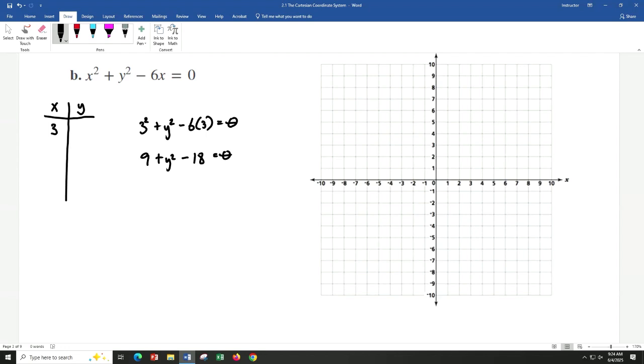9, exactly. No, not just 9. Negative 9. -9, thank you. So then I'm going to have this: y squared minus 9 all equal to 0.